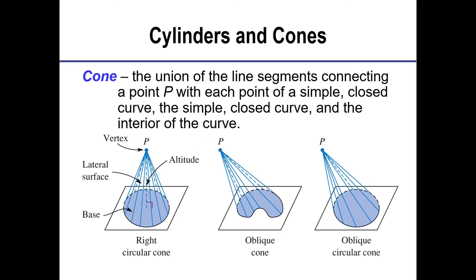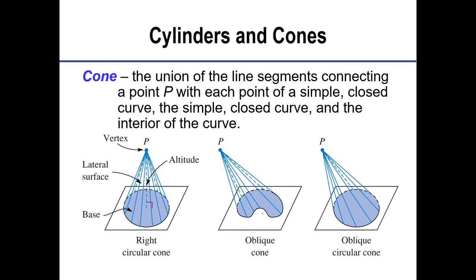In the first figure, we have a right circular cone. The base is a perfect circle, and we're connecting all of the edges of that circle to a point P known as the vertex. And this forms a right circular cone.